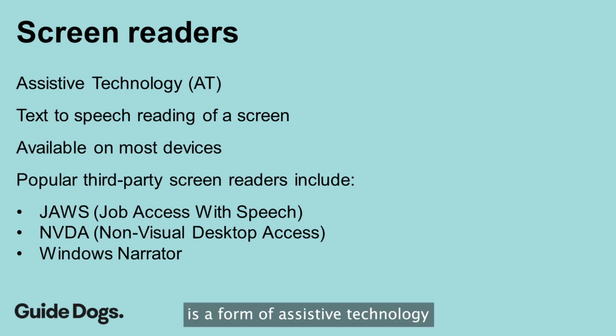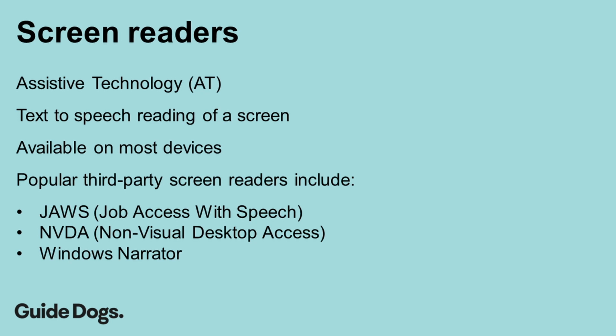Screen readers are exceptionally useful for people with blindness who cannot benefit from using magnification. A screen reader is a form of assistive technology, AT, that allows for text-to-speech reading of a computer screen. Screen readers are available on most devices. Smartphones have built-in screen readers, as do game consoles, TVs and computers. There is also third-party screen reading software available for those devices that don't have the technology built in.